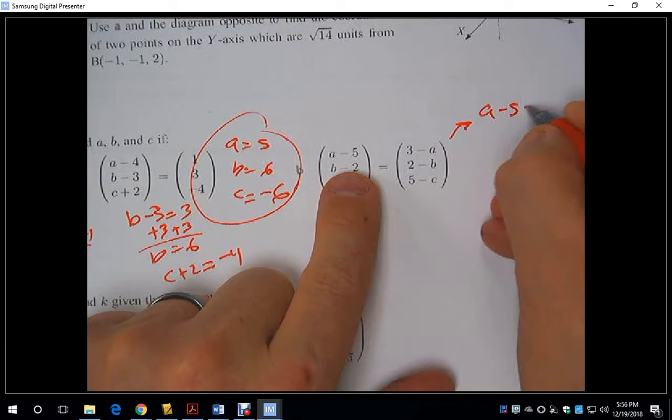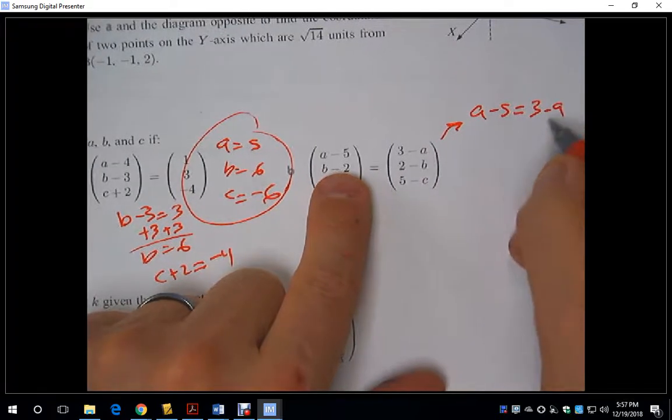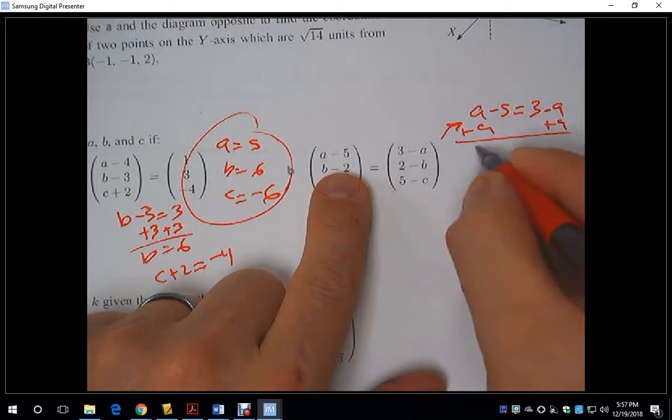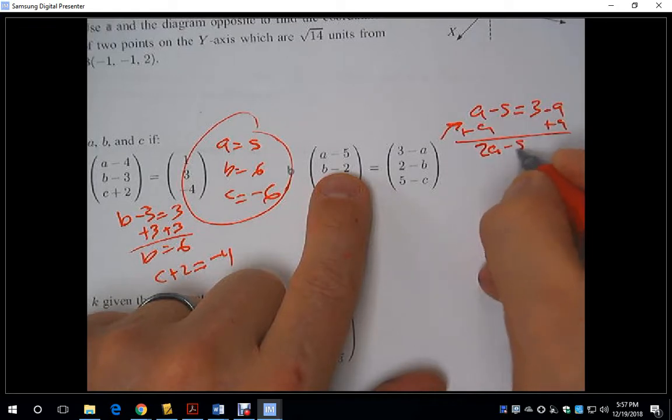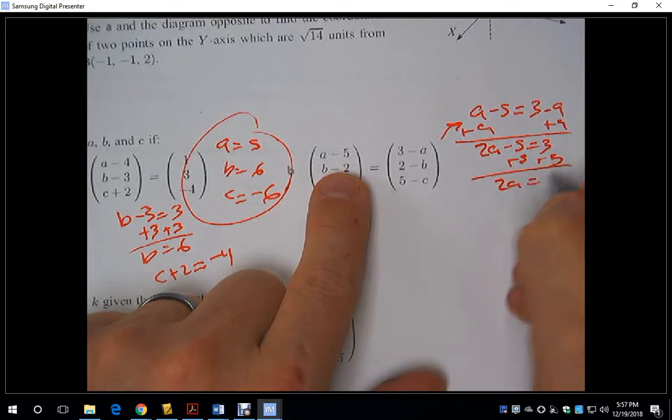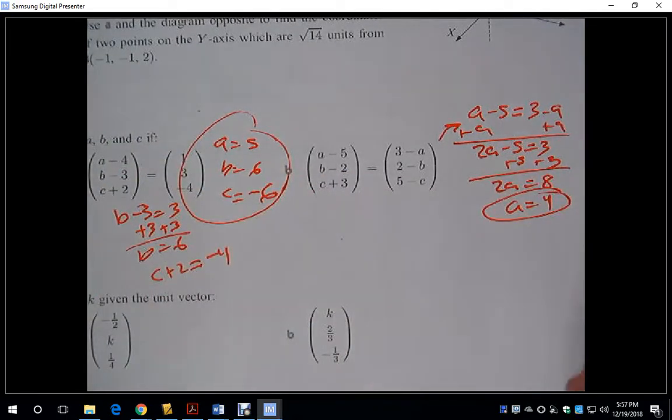A minus 5 equals 3 minus a. Combine our like terms. We're going to add a to both sides. That gives us 2a minus 5 equals 3. We're going to add 5 to both sides. That's going to give us 2a equals 5 plus 3 is 8. Divide by 2. That gives us a equals 4. And we do the same thing with all the rest of them.